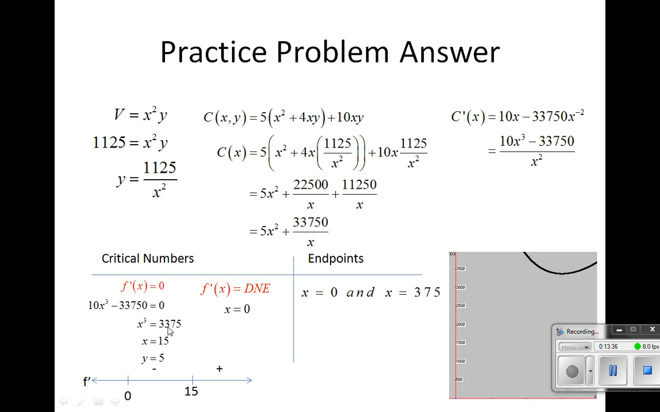Okay, and if I plug 15 back in for the x right here, 1,125 divided by 15 squared, I should get 5 for x. Excuse me, 5 for y.